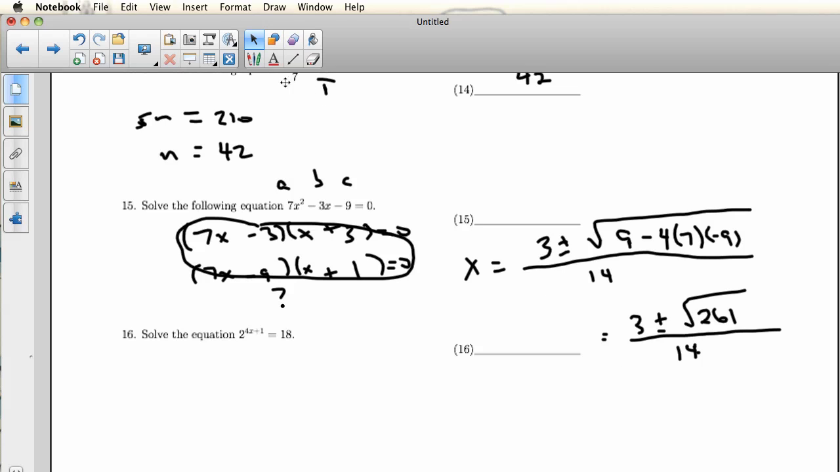So if you would like to write it that way, I guess that doesn't really help anything for this one, but under the radical, 261 is really 9 times 29.